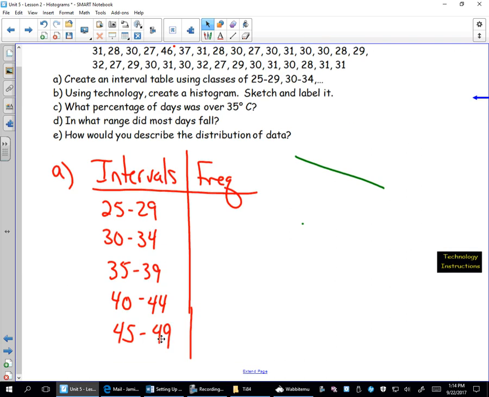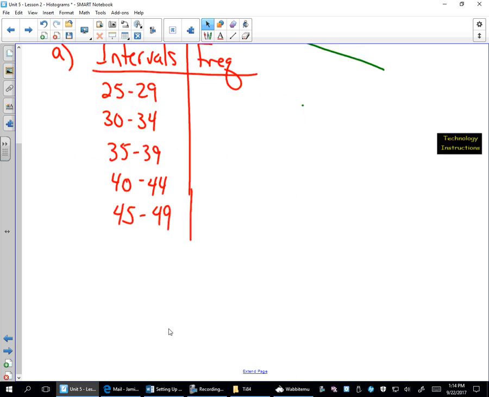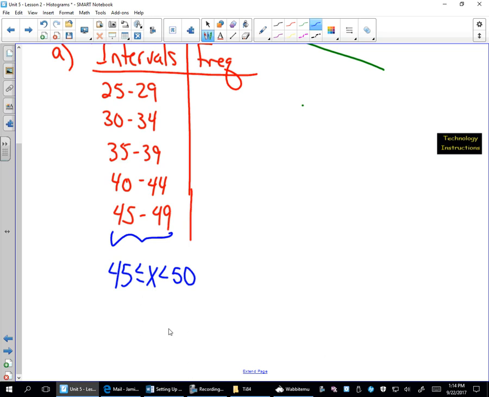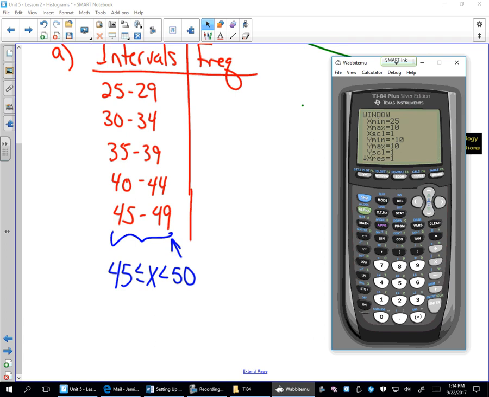Now here's a tricky one. 45 to 49 is our highest interval value, but what that number really means, we don't show it, but if you think about this as continuous data, this really means 45 up to, but not including 50. We just didn't show it that way. We used different notation. So the highest interval value is actually 50.